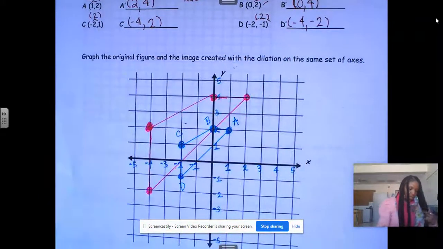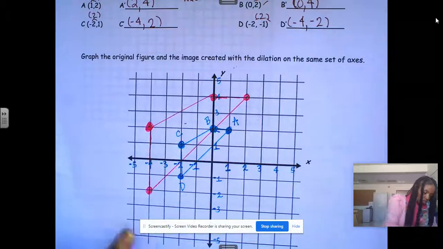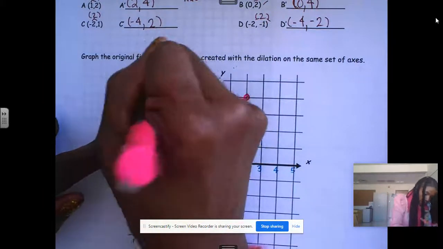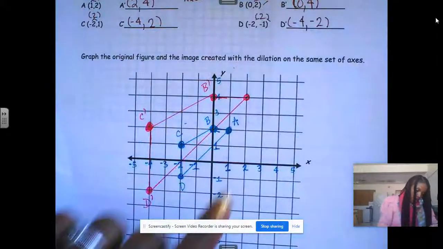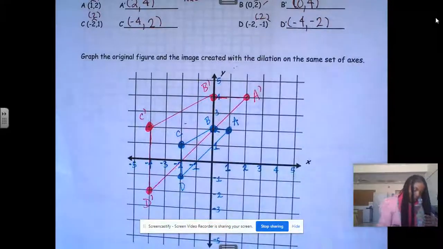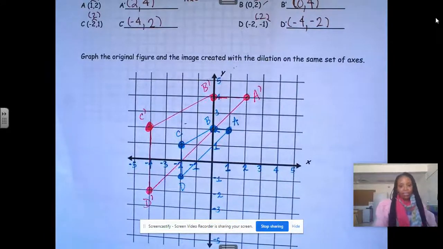And then this looks like it's going straight through it. So this is this, and then now I know it's not going to change. So this will be my D prime. This will be my C prime. This will be my B prime and A prime. And that's all you're doing when you're dilating.